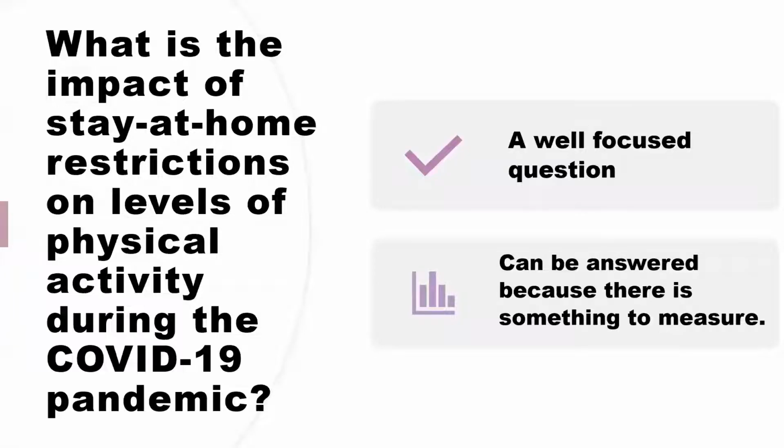So I've come up with this one for us to use as our example. What is the impact of stay-at-home restrictions on levels of physical activity during the COVID-19 pandemic? This one's a better question. Still might not be perfect, but it's well focused and it can be answered because there is something that we can measure. So there can be papers written that have measured the levels of physical activity that people are doing. So it's more likely that this question is going to be suitable for doing a systematic review.